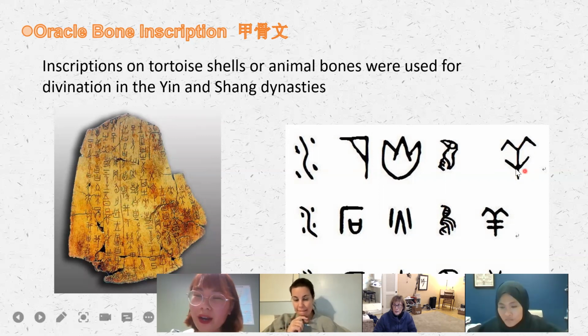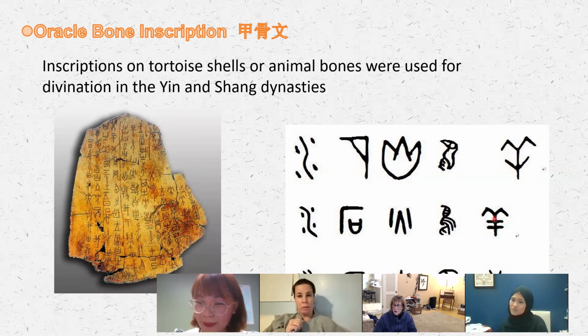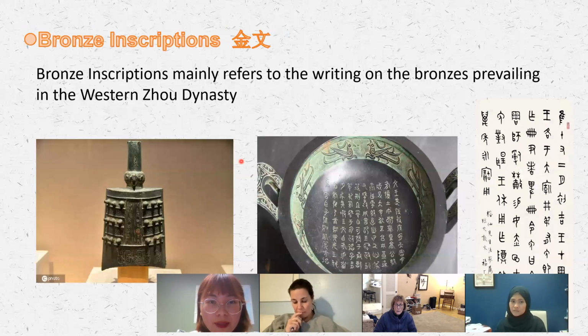And this is one part of an animal. It's a horn of an animal. Can you guess what's this? Ox or goat. Yeah, goat. So people use one part of the animal to express the whole name. So it's the goat. So it is the oracle bone inscriptions.